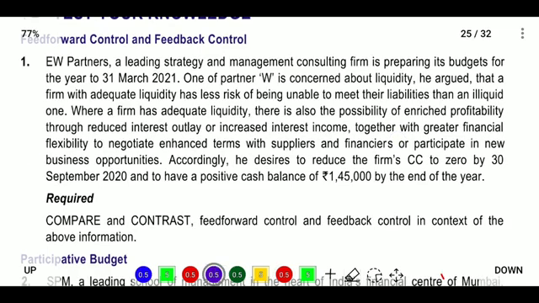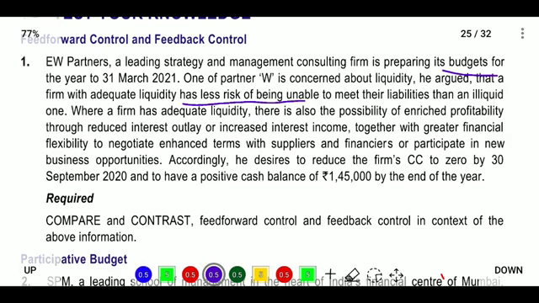EW Partner, a leading strategy and management consultancy firm, is preparing its budget for the year to 31st March 2021. So, he is preparing the budgets. One of the partners, W, is concerned about liquidity. He argued that firms with adequate liquidity have less risk of being unable to meet their liabilities than illiquid ones. So he has a fear of liquidity.